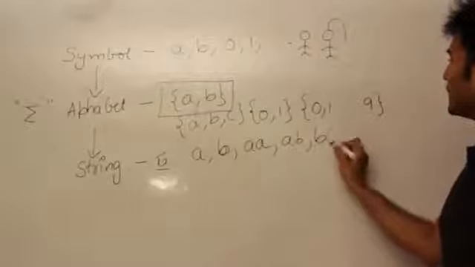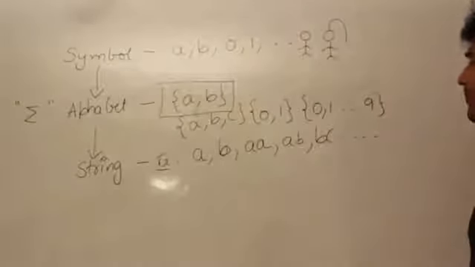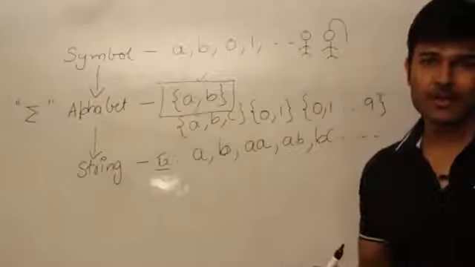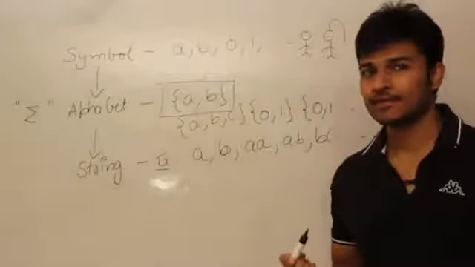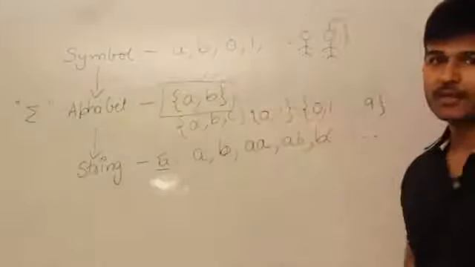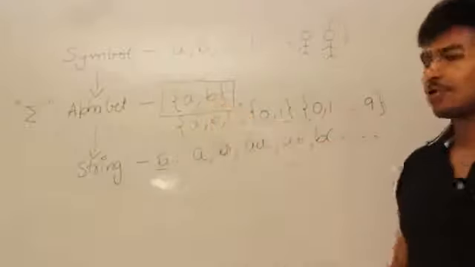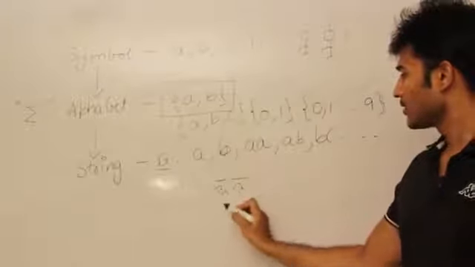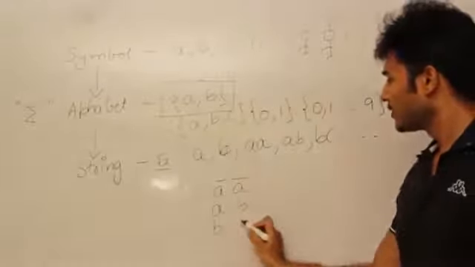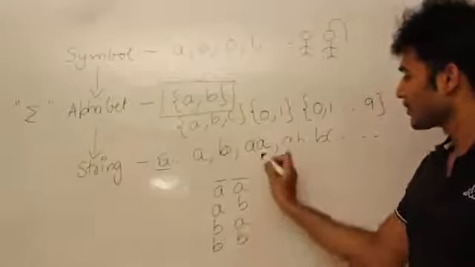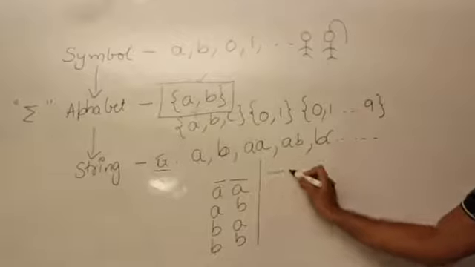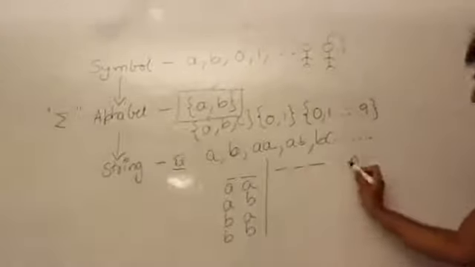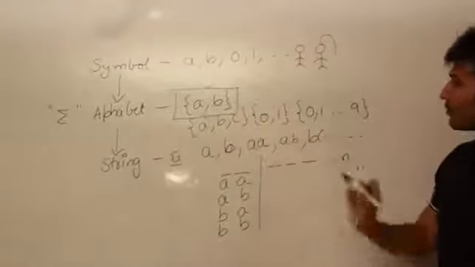ab, bc, and so on. So if you consider this alphabet, some of the interesting questions are, how many strings of length n are possible over this alphabet? How many strings of length 2 are possible over this alphabet? Okay, so you can say aa, ab, ba, bb, which means 4. Now I am asking you how many strings of length n are possible. We have n blank spaces and we have two options to fill in with, right?